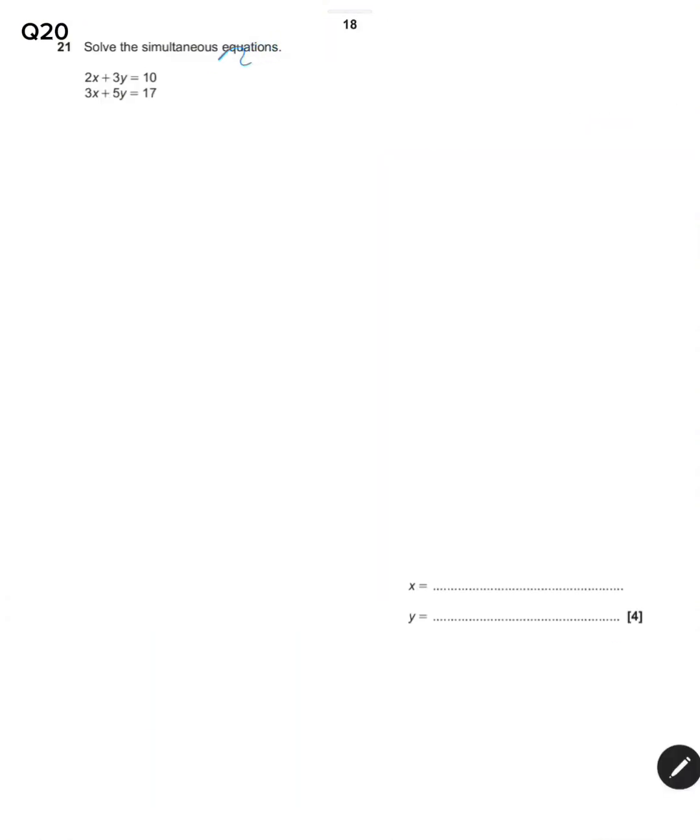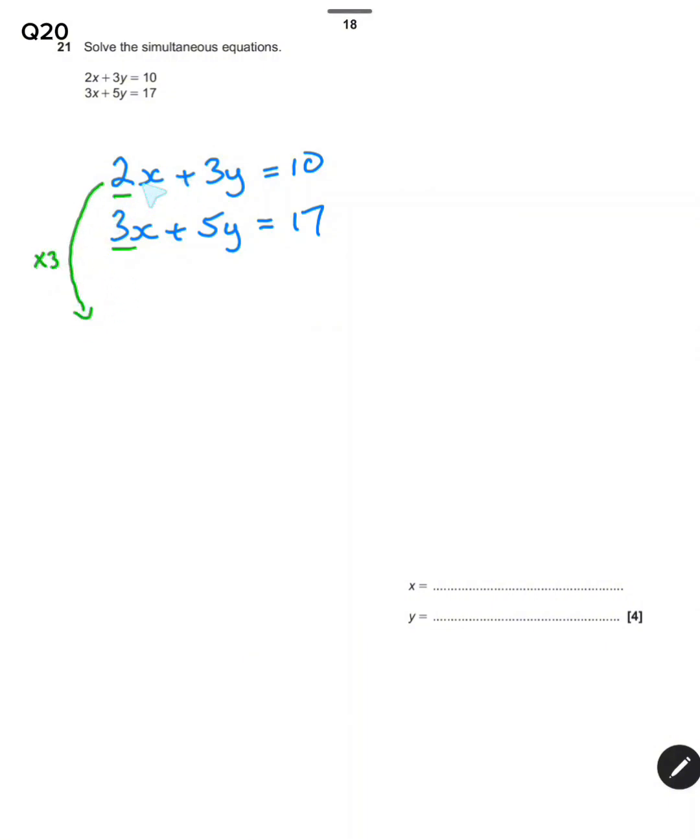So 21, we've got some simultaneous equations to solve. I'm just going to write these down again so I've got a bit of space to work with. We've got 2x plus 3y equals 10. And then we've got 3x plus 5y equals 17. There's lots of ways to go about attacking these, but in my opinion, the nicest way is to get these two numbers to match. So what I'm going to do is take this 2, in fact I'm going to take all of this equation and times it by the 3 underneath. So I'm going to times everything there by 3.